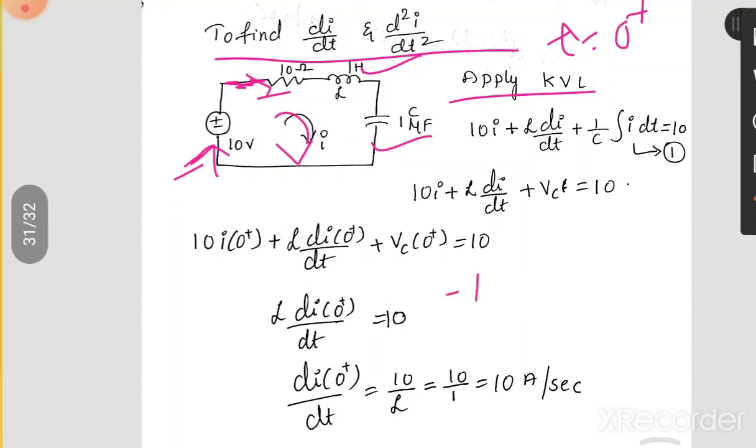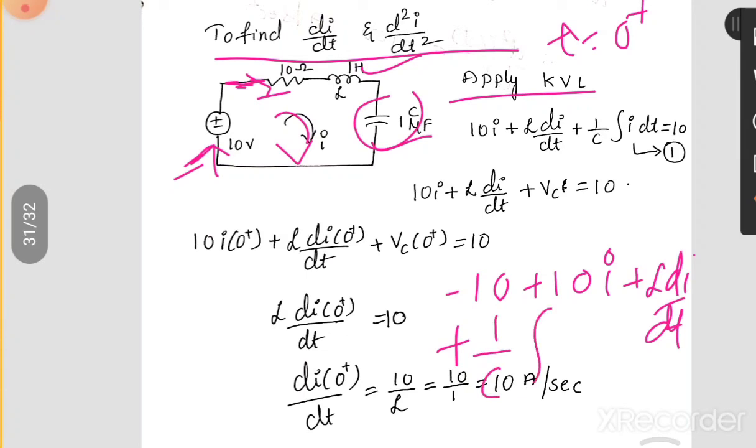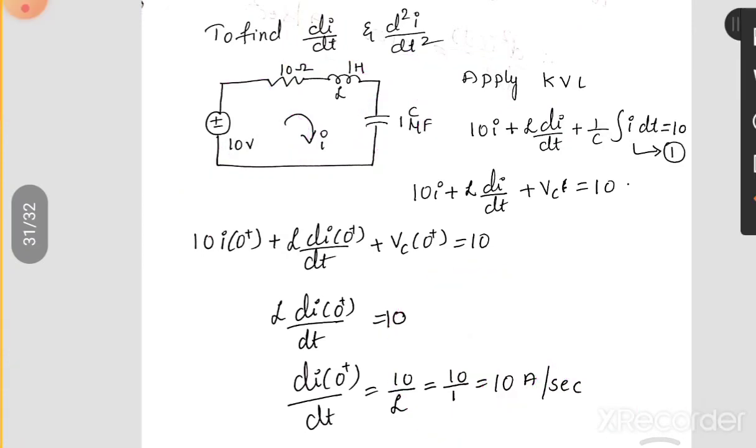We are reaching minus 10 volt, plus 10 I, and then the voltage across the inductance will be L into di by dt, plus the voltage across the capacitor, 1 over C integration of I into dt, which is equal to 0. Then minus 10 we can send to the other side. So this is 10I plus L into di by dt plus 1 over C integration of I into dt equal to 10. Let's call this equation number 1, because to calculate d square I by dt square, we can differentiate this equation again.